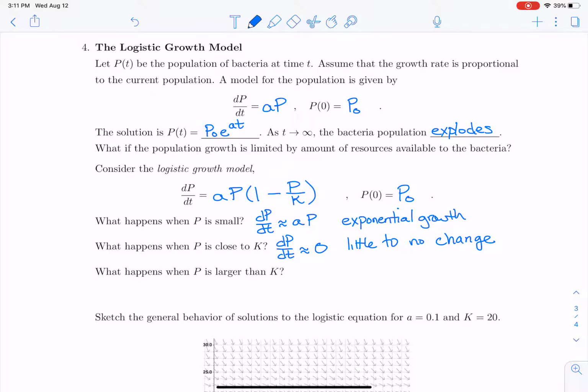And then what happens when P is larger than K? Well, if P is larger than K, this term ends up being negative. So if P is larger than K, then dP/dt is negative. In that case, the population is going to decay. And so this logistic growth model is going to limit the growth.